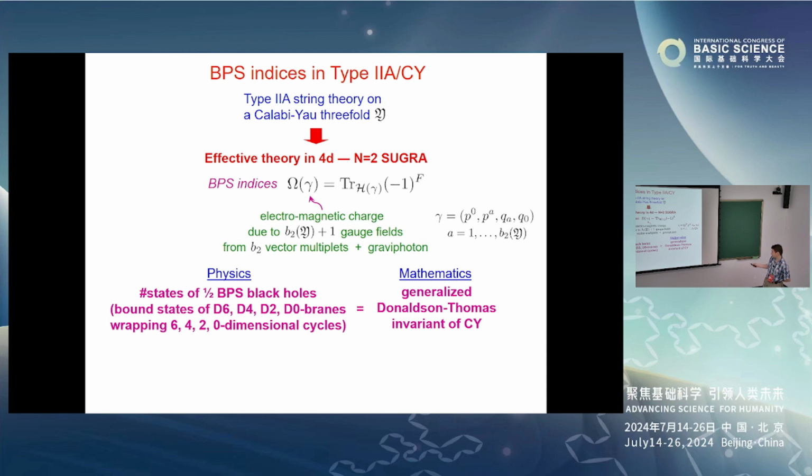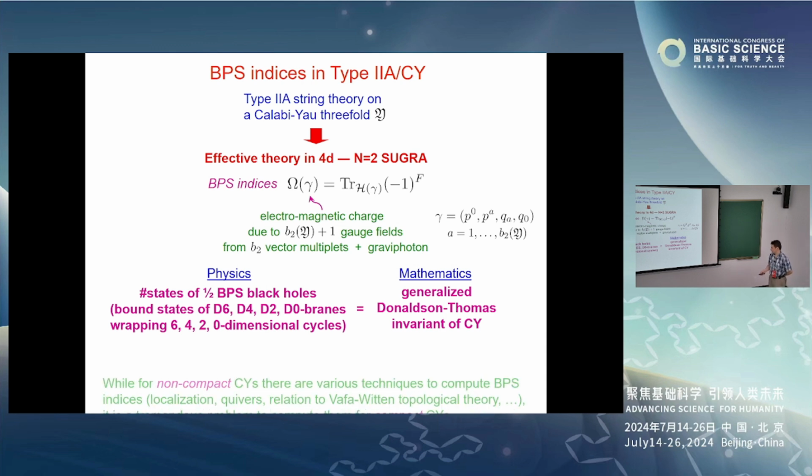And on the mathematical side, these BPS indices are nothing else but the generalized Donaldson-Thomas invariants, which Boris briefly described how they are defined in mathematics. And on the mathematical side, this charge vector is nothing else but the Chern character.